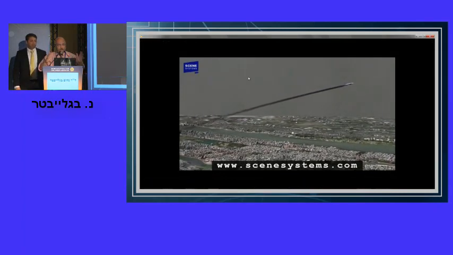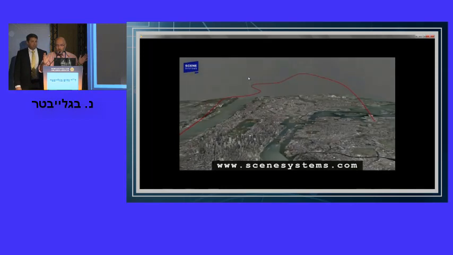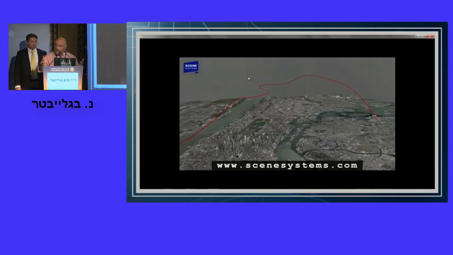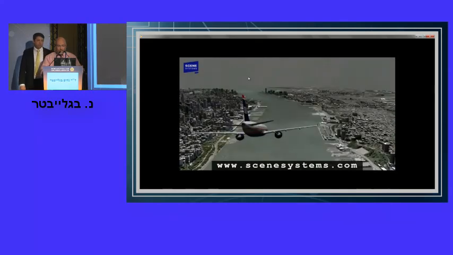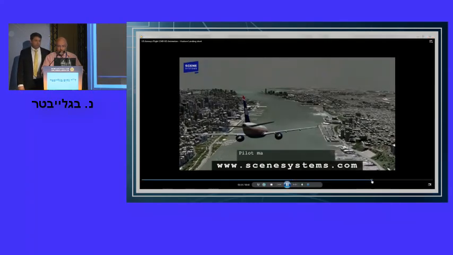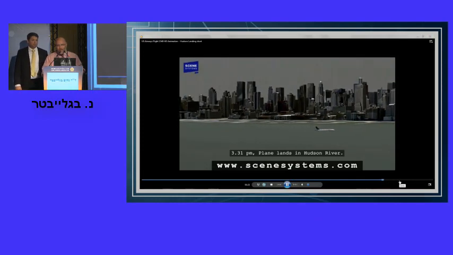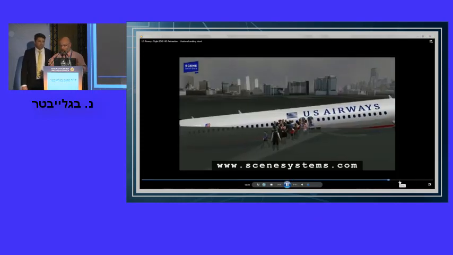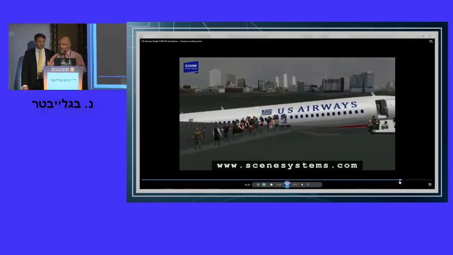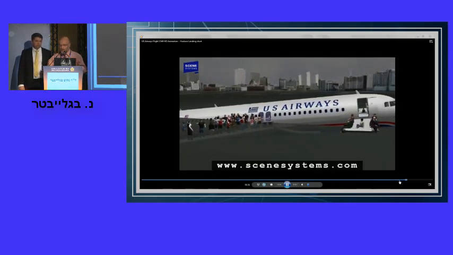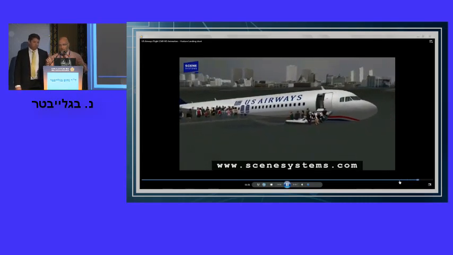Now, he has a big problem. He has to evaluate the situation. He has to look at options. He has to decide what to do, and he has to execute his decision. And in roughly the time I'm standing here and telling you this story, he decides to land on the Hudson, and by that, he saved all his passengers. Nobody became a patient.